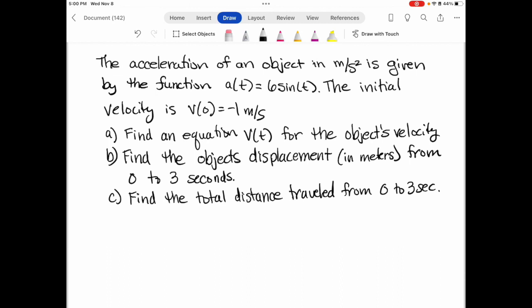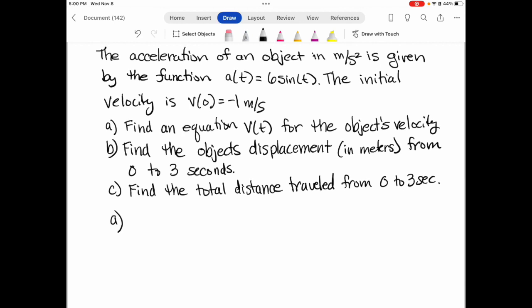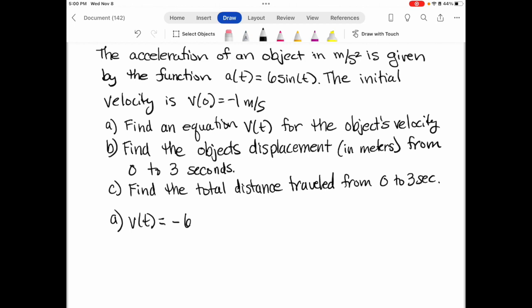And so we know that the acceleration is the derivative of the velocity. So to find the velocity, we have to find the antiderivative and work backwards from the acceleration. So let's first do that. We'll find a function. So if I work backwards from a of t, that's going to give me minus 6 cosine t plus our constant.